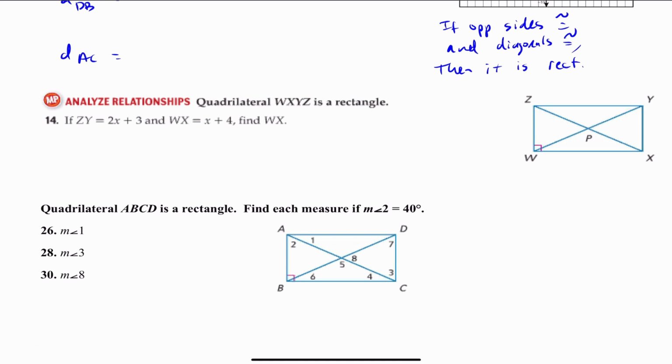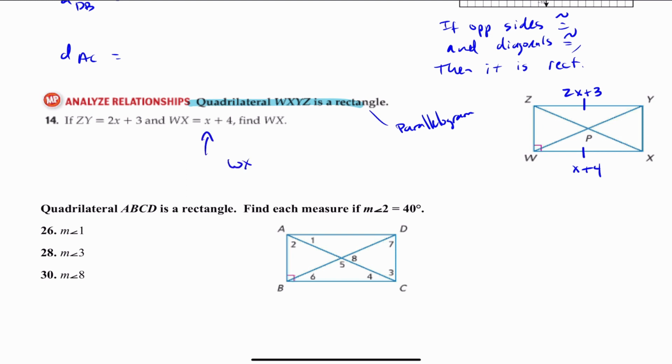Number 14, if ZY is 2x plus 3 and WX is x plus 4, find WX in quadrilateral WXYZ, which is a rectangle. So where's ZY? ZY, WX, it's a rectangle. So these opposite sides must be congruent. It's a parallelogram. A rectangle is a parallelogram where opposite sides are congruent, opposite angles are congruent. So if ZY is 2x plus 3 and WX is x plus 4, what are you going to do with these two expressions here? Okay, you're going to find x and then you're going to plug it in.